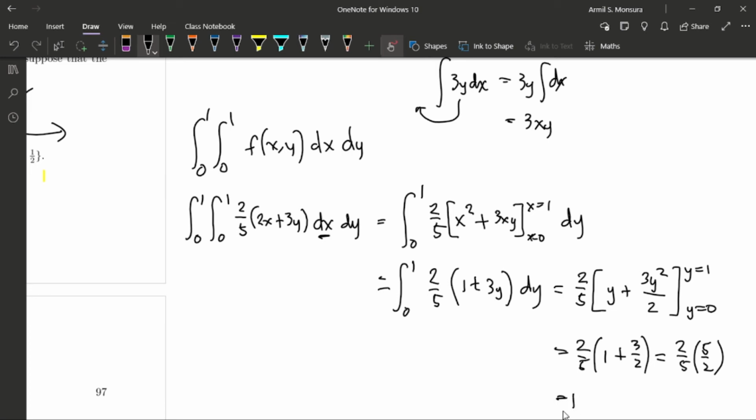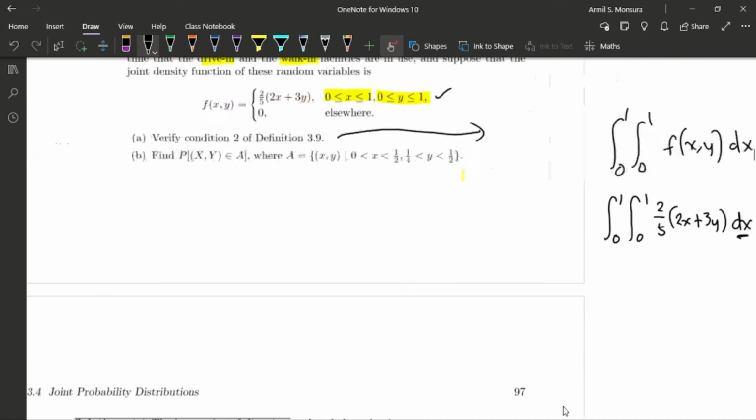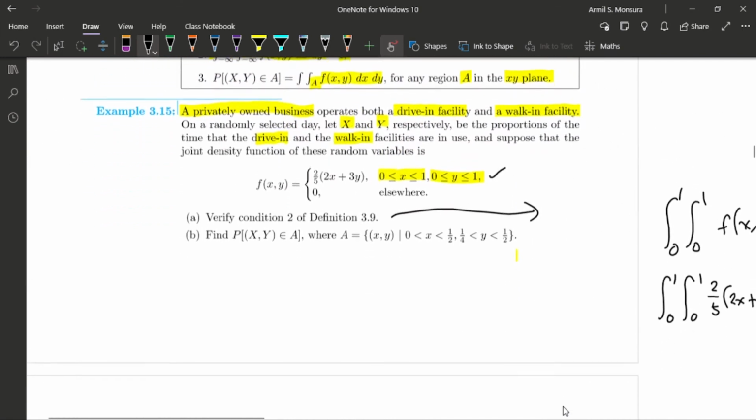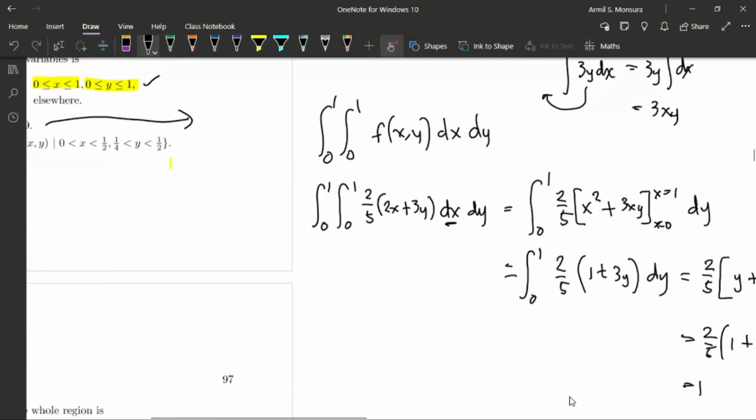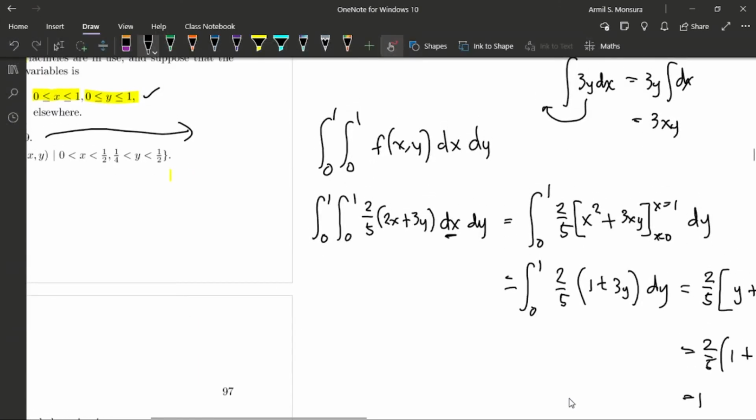Okay, so that now proves the assertion of definition 3.9 number 2. That verifies condition 2 of definition 3.9. Okay? So, makuha natin na magiging 1 yung double integral nung joint distribution natin for all values of x and y. Okay? So, that's for letter A.